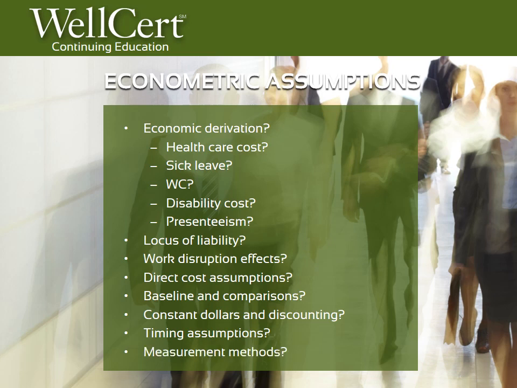And finally, the measurement methods come into play. So my econometric assumptions need to determine how is it that I'm going to look at the various economic derivations of my return on investment, and how am I going to actually come up with those savings and then make the comparisons with my direct cost. So in summary, these are the primary areas where we make econometric assumptions when we're doing any kind of return on investment analysis for a wellness program in a worksite setting.